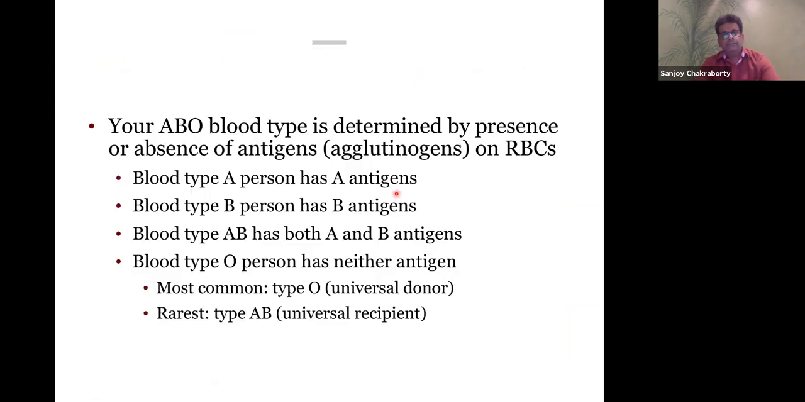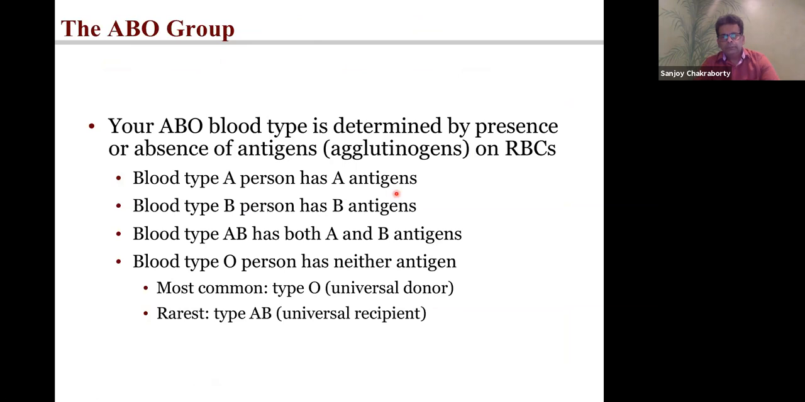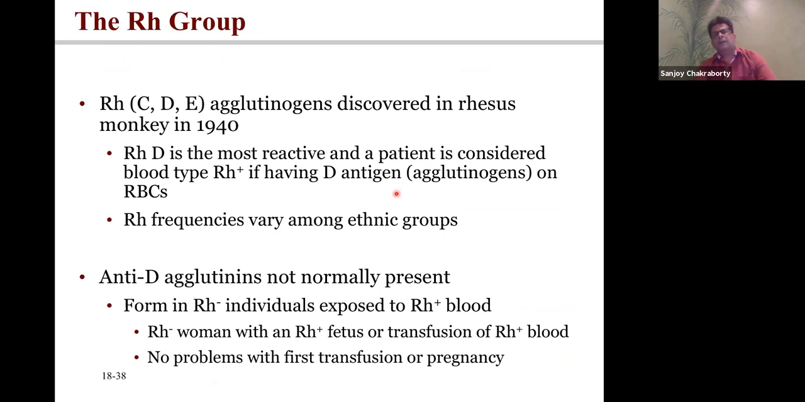And finally, there is another antigen that got discovered. It's called Rh factor. They discovered it in a group of monkeys called rhesus monkeys, and that's where the word Rh came from. There are multiple varieties: the C variety, D variety, E variety, but D is the one that's more reactive. So that's why we call it either D antigen, or simply Rh factor. So that's a third variety.